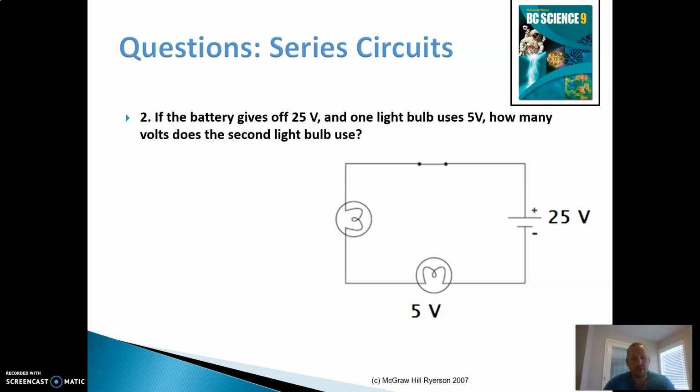Okay, second one, if the battery gives off 25 volts and one light bulb uses 5 volts, how many volts does the second light bulb use? So pause here. And here's the answer. So the second light bulb uses 20 volts.